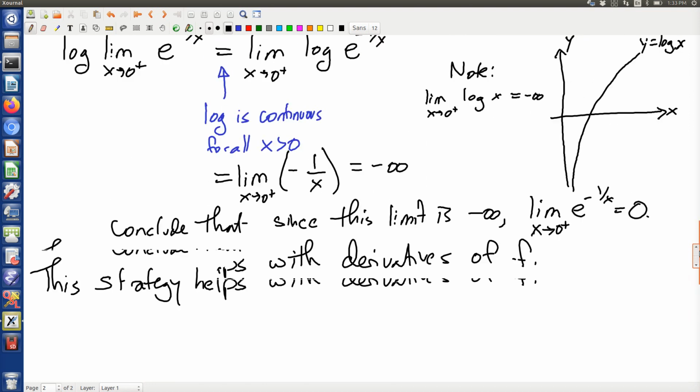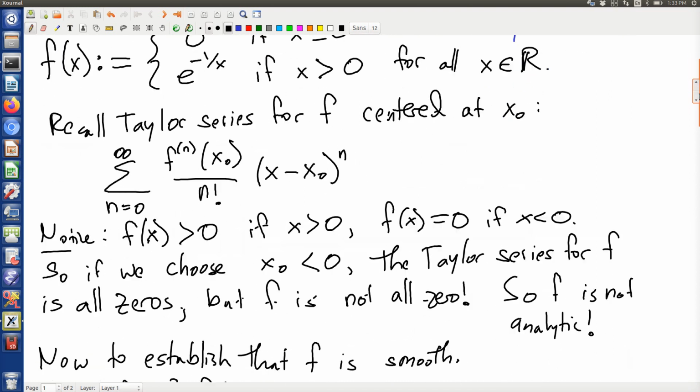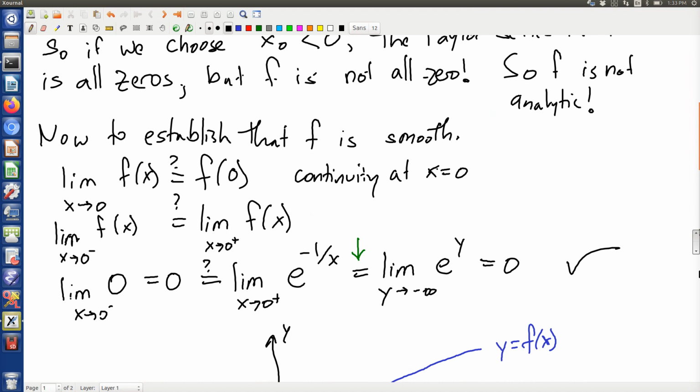Because remember, what's the name of the game? The name of the game is to show that this function here is smooth. Limit from the left is equal to limit from the right for all the derivatives. So we want to take derivatives on the left. Derivatives on the left are all supposed to be 0. Derivatives on the right are going to be more complicated functions involving these exponential functions and such. We're going to apply the logarithm to them to kind of simplify that. Okay, so let's do it.